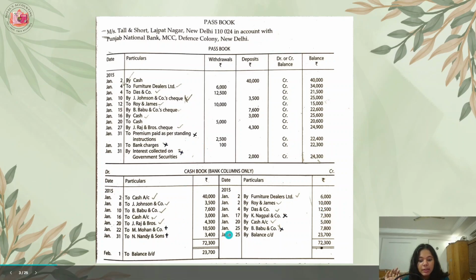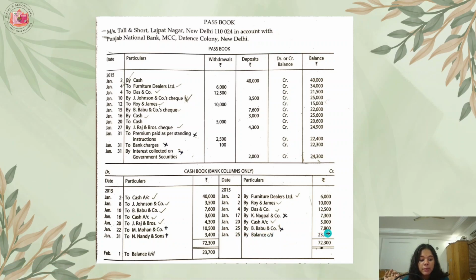And similarly, the check on January 25th of Babu and Company worth 7,800. In our books, we have issued the check, but this check has not yet been presented, and hence that amount has not been deducted. So that is the difference in timing.